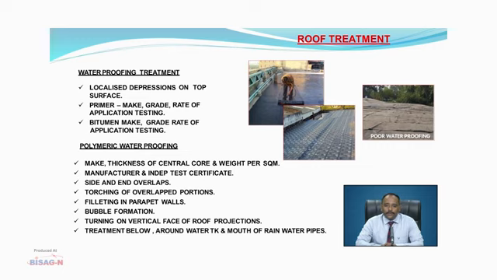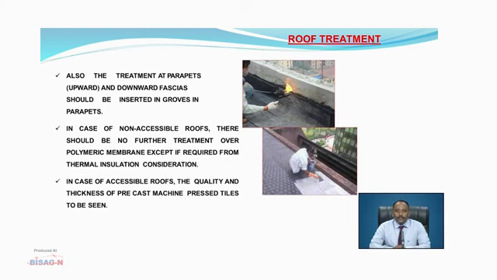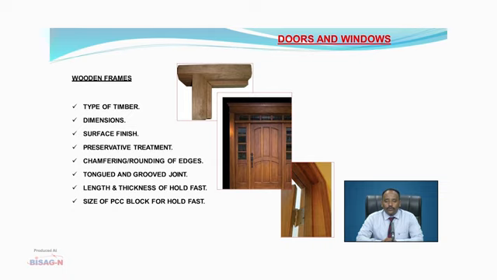These places, though very small in area occupied, play an essential role in the success of the overall roof treatment. Also, the treatment of parapets, that is upward parapets and downward fascias, should be inserted in grooves in the parapets. In case of non-accessible roofs, there should be no further treatment over the polymeric membrane except if required for thermal insulation after various considerations. In case of accessible roofs, quality precast machine pressed tiles of adequate thickness should be used.